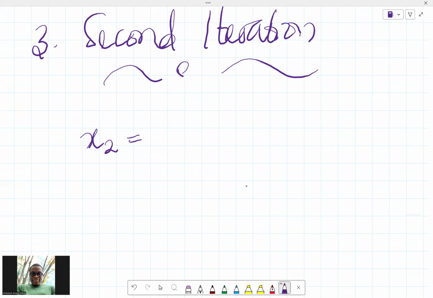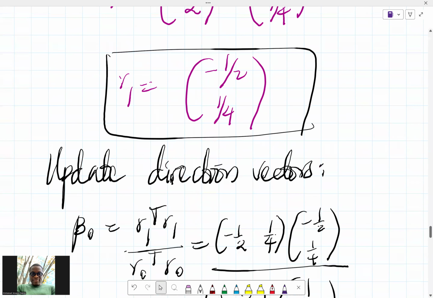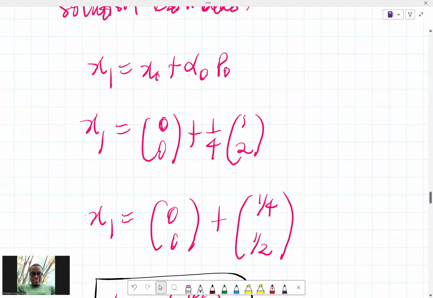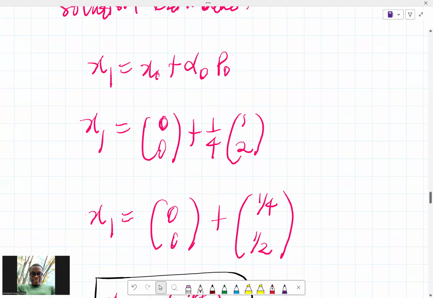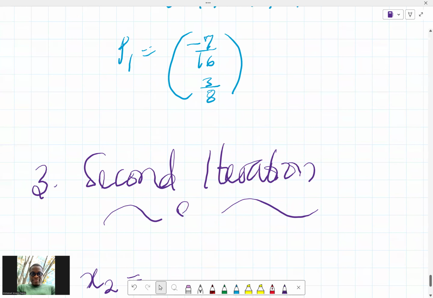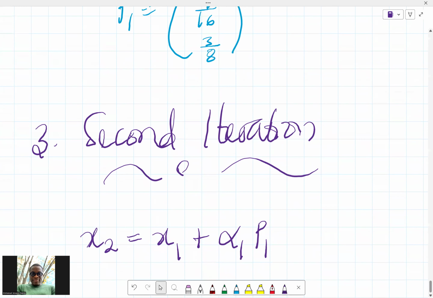Interestingly, I have to check again. x2. Okay, let me see that again. x2 is x1 plus alpha 1, so it's x plus alpha p, right? x plus alpha p. Okay. So x2 is x1 plus alpha 1 p1 basically. So that means x2 is equal to x1.